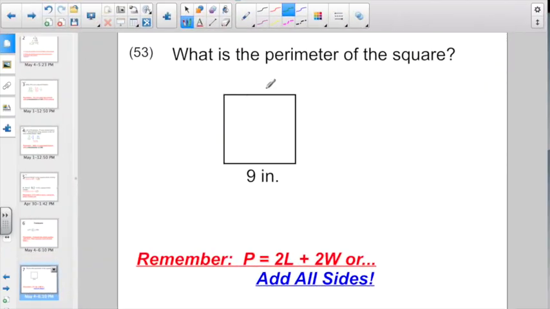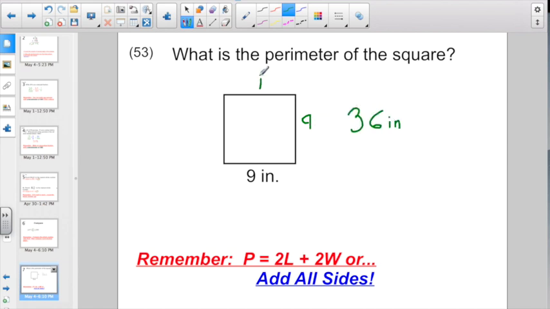Check out this one. What is the perimeter of the square? Remember our formula for perimeter, P equals 2L plus 2W, or I still like just saying add all the sides. But the length is 9, which means the width is also 9. So I can go 2 times 9 is 18, and do the width, 2 times 9 is 18. 18 plus 18 is 36 inches.